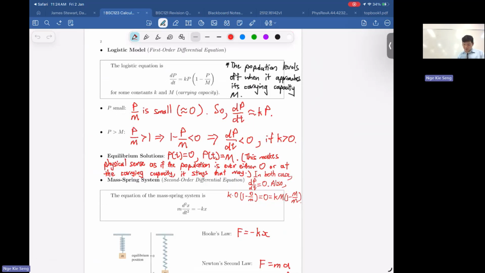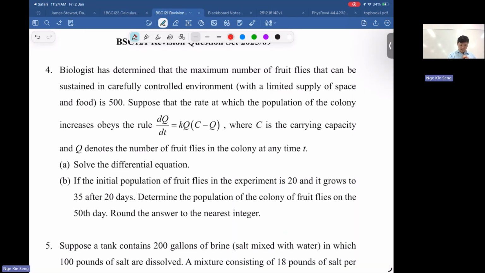Yeah, the population level when it approaches the carrying capacity. So C here is 500. Okay, so we're going to solve this: dQ/dt equals kt of 500 minus Q. To solve this, there are two ways.